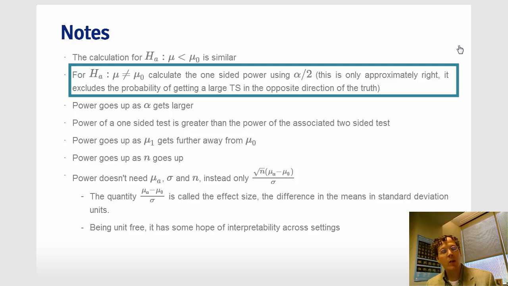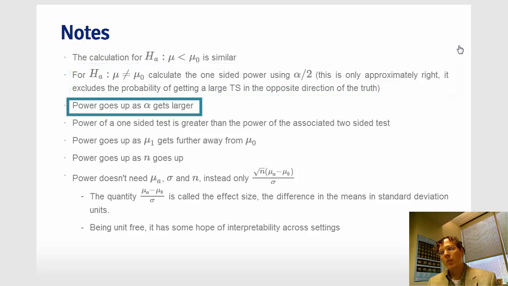And then just do the one-sided power for whatever direction mu a is, whether it's mu a greater than mu naught or mu a less than mu naught. And this is only approximately right. It omits a small component of power, but that component of power is only meaningful if mu a and mu naught are close together. So let's go through some basic rules about power.